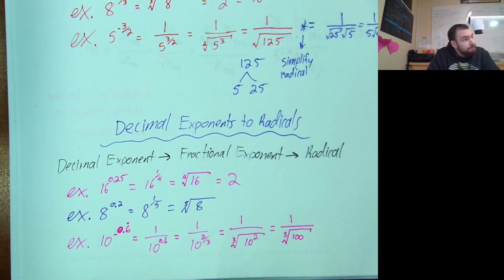No, it's 100. You're right. It's 100. So the radical stays where it is. It's a cube root. And I just do the exponent on the 10. 10 squared is 100. And we're done. That's it.